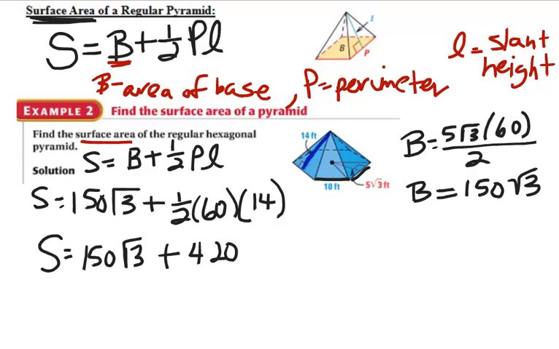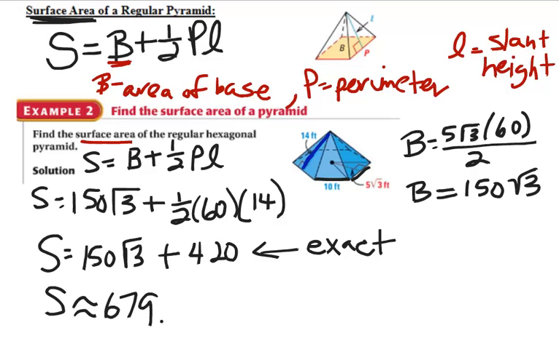Now, can I add these two together? No. This is an exact answer right here. If it says exact in your problem, then that's what I want, an exact answer with the square root of 3 in it. However, if it doesn't specify, then we can say my surface area equals approximately 679.81 feet squared. So I would go ahead and plug that in: 150 times the square root of 3, and then plus 420, and that's your total.